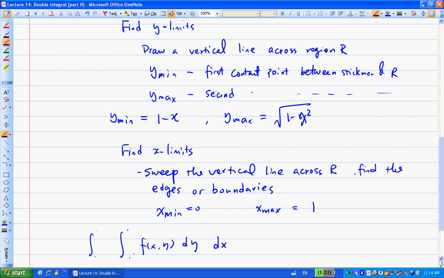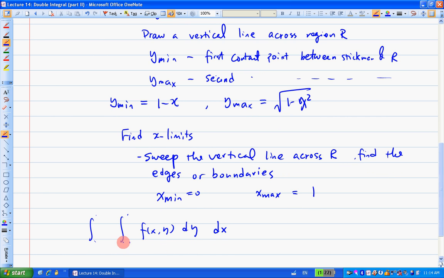So that means I can put down my limits here. My y goes from 1 minus x to root 1 minus x squared, and x goes from 0 to 1, right? 0 to 1. So that's the double integral you're looking at. If the function f(x,y) is given, you can carry out this double integral fairly easily. Just make sure that you consider x as a constant when you're doing this integral here.